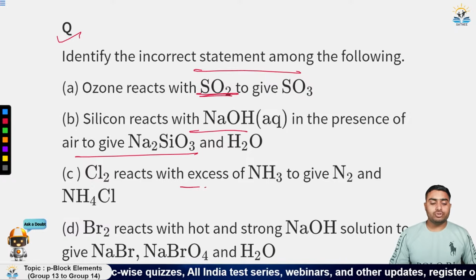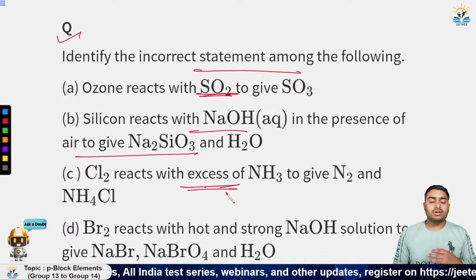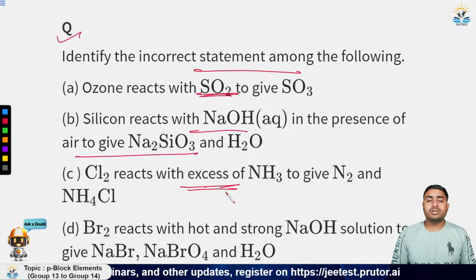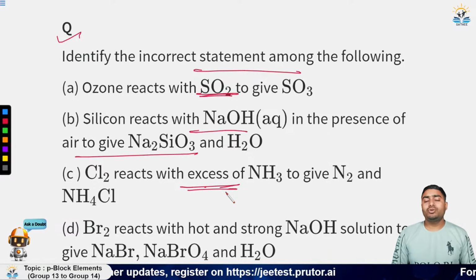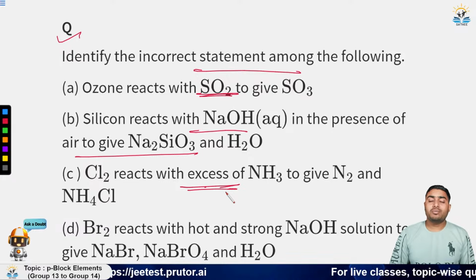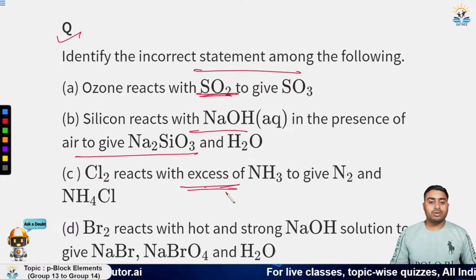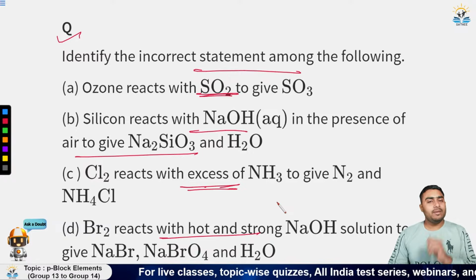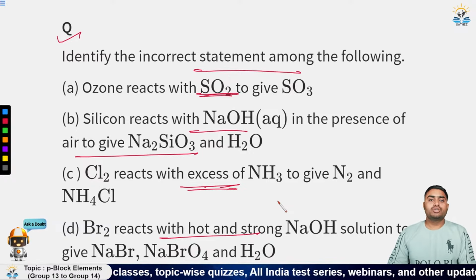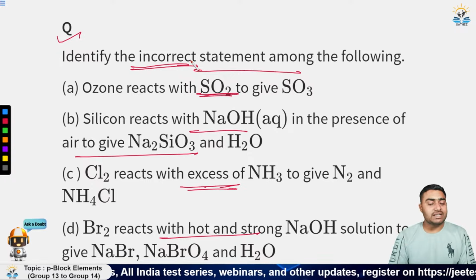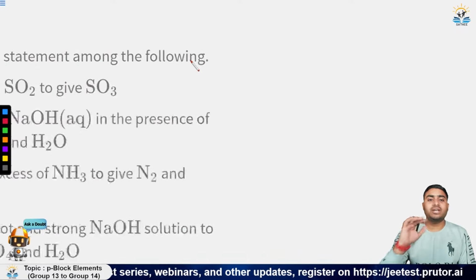This type of question, if you were more focused in your lower grades, you can definitely attempt very easily, because Cl2 reacts with excess of ammonia. So what will you get? Br2 reacts with hot and strong NaOH solution to give NaBr, NaBrO3 and H2O. You have to choose the incorrect one. Read the question very carefully: don't choose the correct statement, you have to choose the incorrect statement.